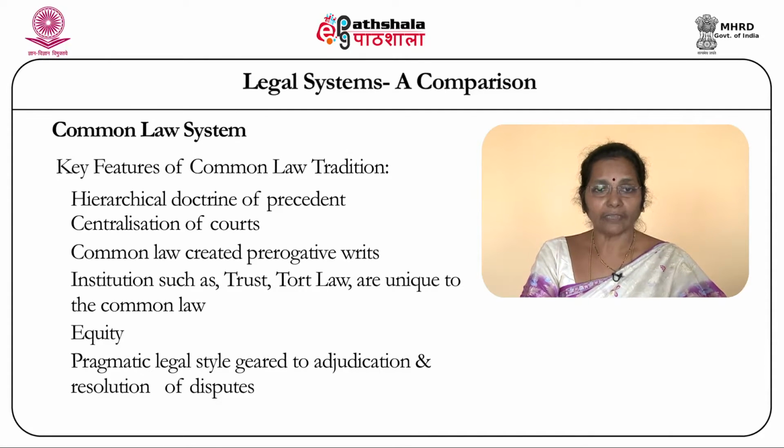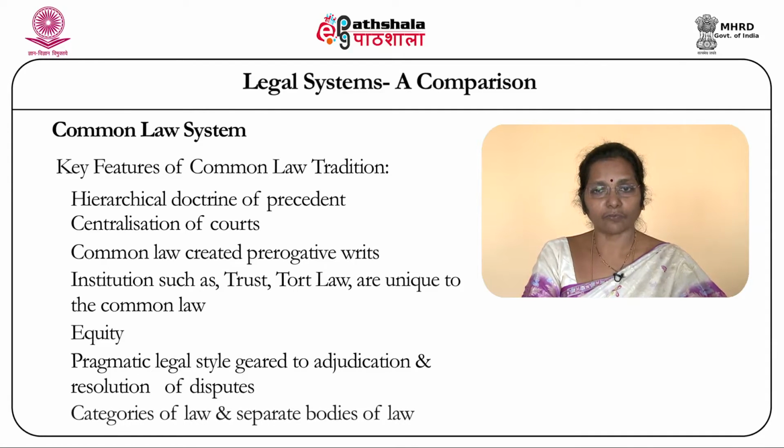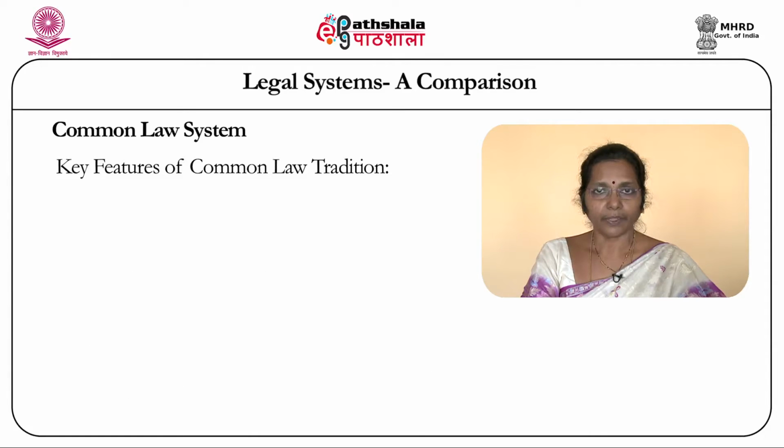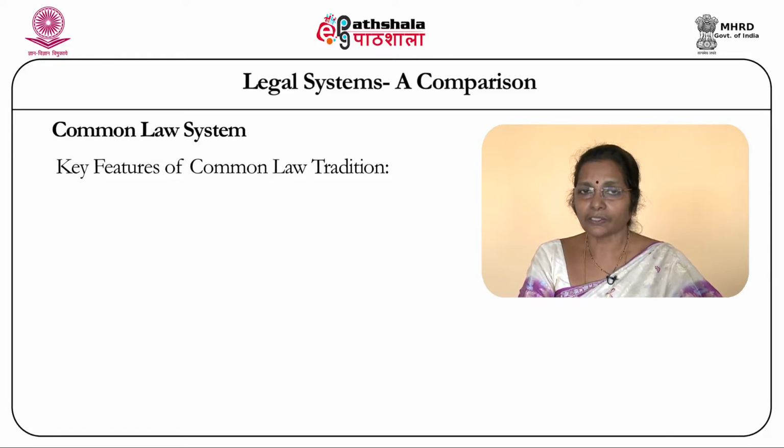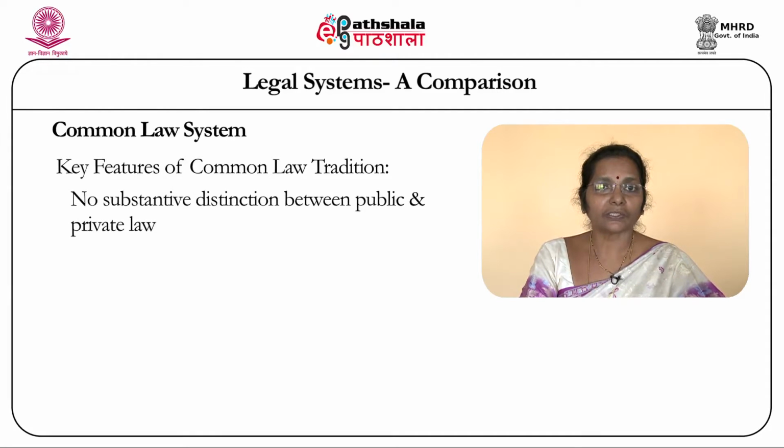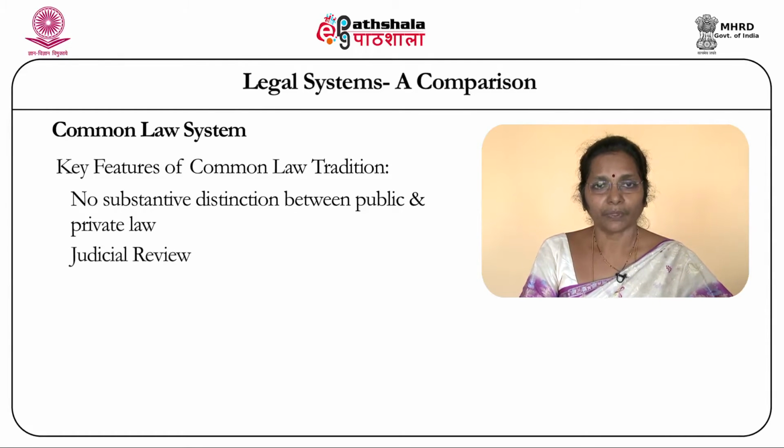And next, we find that there are categories of law and also separate bodies of law. But one feature we find here is, as in the civil law system, the common law system does not have a substantive distinction between private law and public law. This is one peculiar feature of the common law system. And one distinguishing feature we find here, under the common law system, is judicial review.